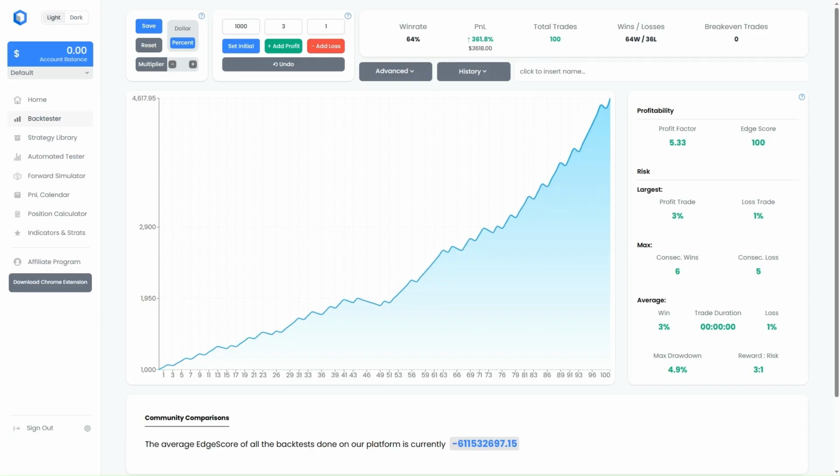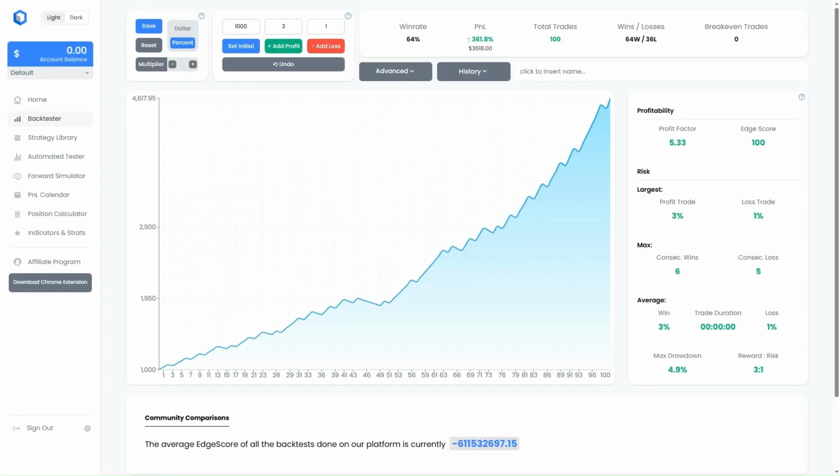Okay, and here are the absolute insane results. We had a 64% win rate and we made 361% on a $1,000 account, taking us all the way to $4,617. Now, if you're more interested in the stats on the screen, feel free to pause it and have a look through.